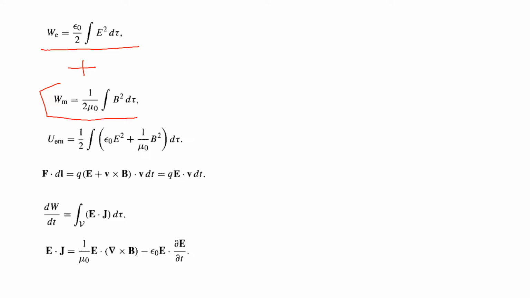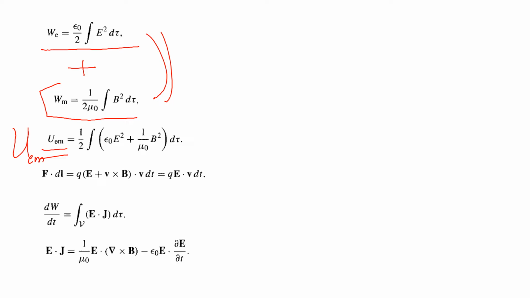The work done will be stored as energy. So the total energy U_EM, the total energy stored in the electromagnetic field, is half of the integral of (epsilon 0 E squared plus 1 by mu 0 B squared) d tau. We summed up these two expressions. Now we have the expression for the total energy stored in the electromagnetic field.